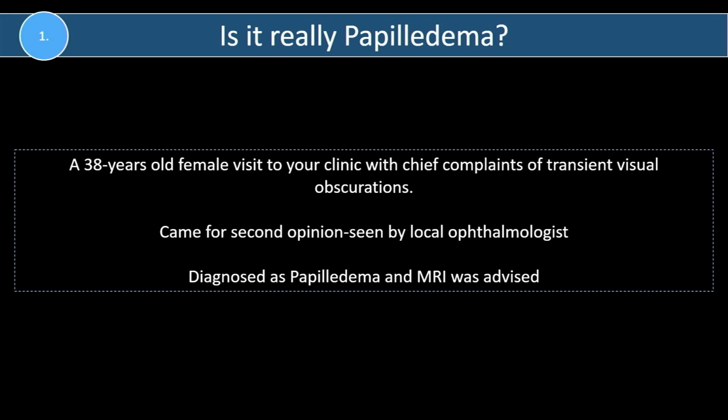So now I will take some clinical scenarios. Three years back, a 38-year-old female visited our clinic. Chief complaint was transient visual obscuration. She came for a second opinion. Diagnosis was already made, papilloedema, MRI was done, everything was normal, and the patient was asked for lumbar puncture.